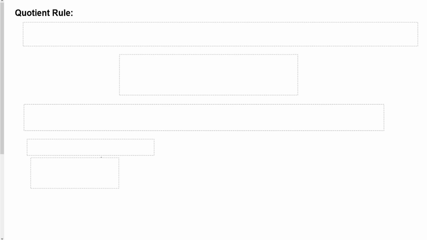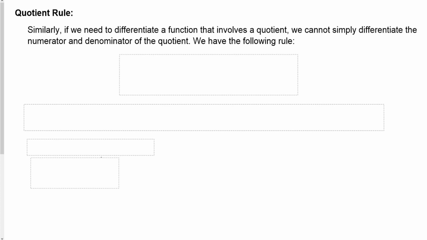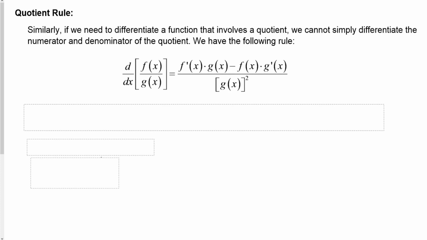As you might expect, where there's a product rule, there's also a quotient rule. And that is the case here. So if we need to differentiate a function that involves a quotient, we can't simply differentiate the numerator and denominator of the quotient. We have to follow this particular rule. The derivative with respect to x of f of x divided by g of x, so two functions divided, is f prime of x times g of x minus f of x times g prime of x, divided by the original denominator squared.